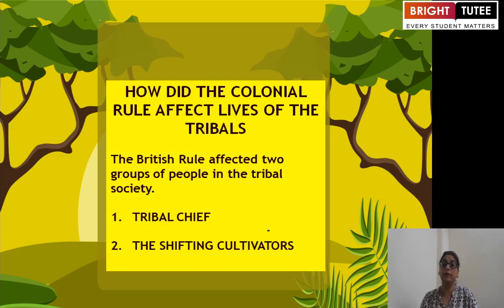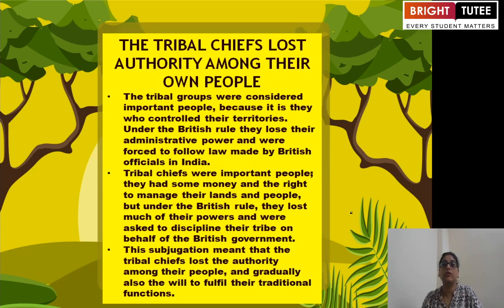Now, how did the colonial rule affect the lives of the tribals? The British rule affected two groups of people in the tribal society, the tribal chiefs and the shifting cultivators. Now, the tribal chiefs lost authority among their own people, because earlier the tribal chief used to control the whole tribe, but after the British rule, it changed. Let's see how. The tribal chiefs were considered important people because it is they who controlled their territories, right? Under the British rule, they lost their administrative power and were forced to follow laws made by the British officials in India.